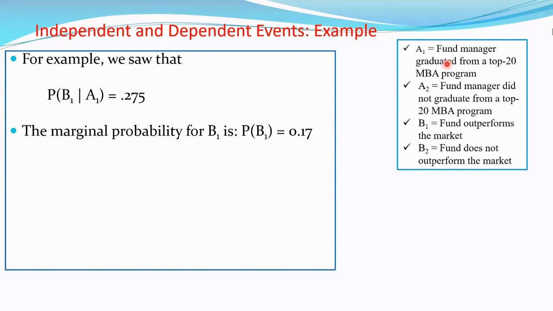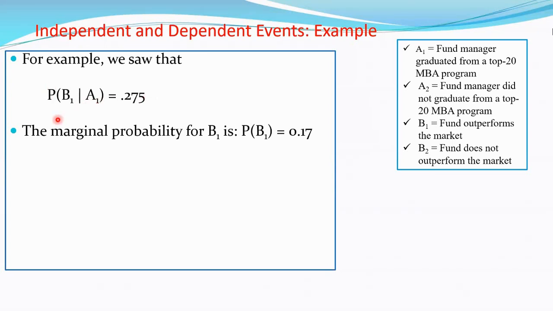So now we already know that if we want to look at whether these two are independent, we have to consider the conditional probability, and also we have to take the total probability, right? We already calculated the probability of B1 given A1 in the previous example, 0.275. That means if the manager graduated from the top 20, the probability that the fund will outperform the market is 27.5%.